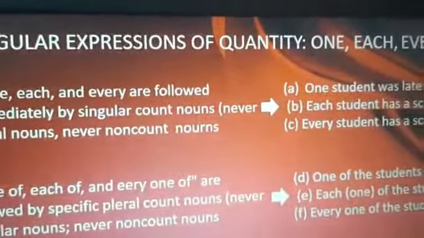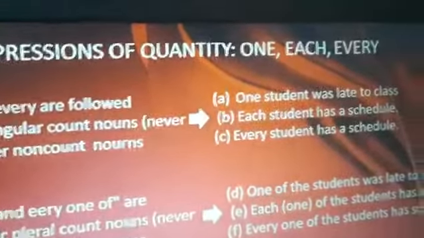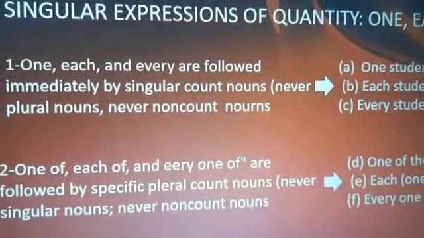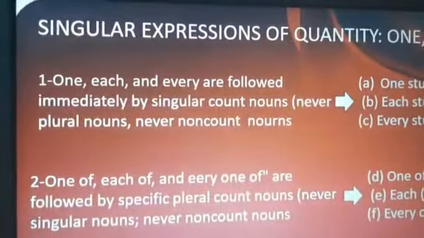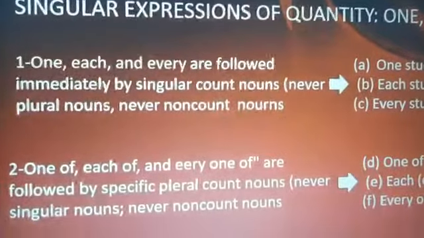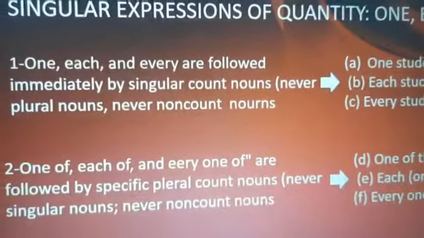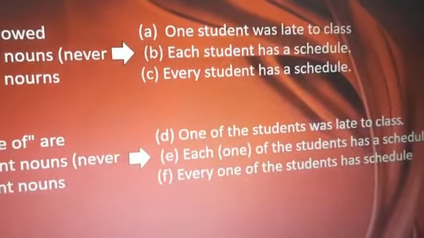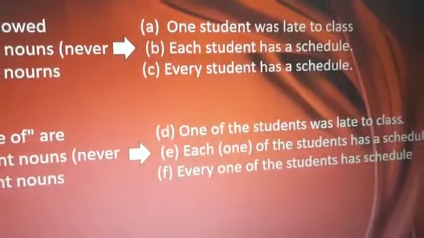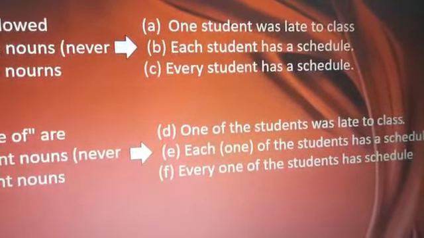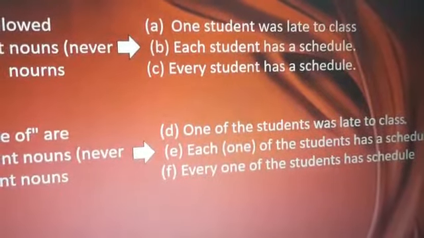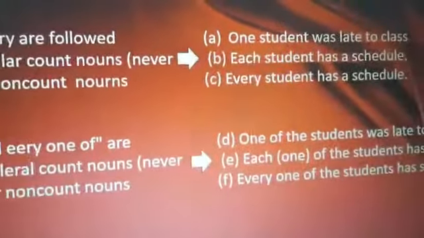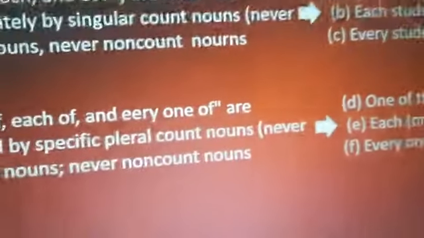Singular expressions of quantity: one, each, every. One, each, and every are followed immediately by a singular count noun, never plural nouns, never non-count nouns. For example, one student was late to class. Each student has a schedule. Every student has a schedule. Student is a singular count noun, and I use one, every, each.